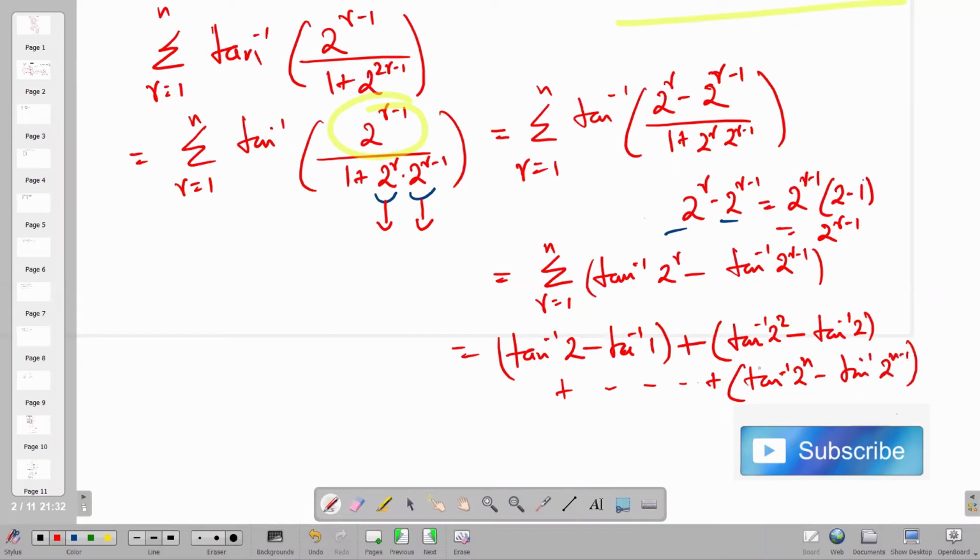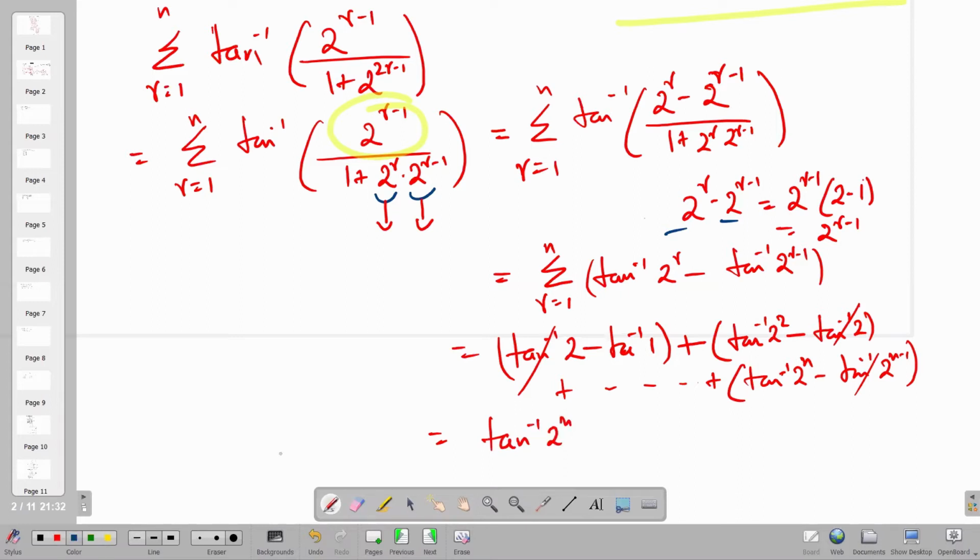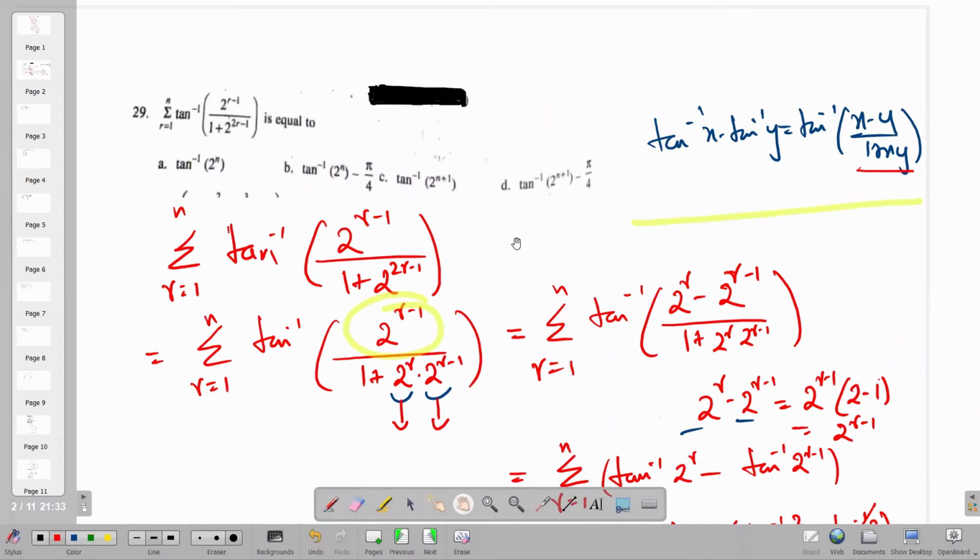And here all the terms get cancelled out with each other, and we are left with only the first and last term. So here we are left with only tan inverse of 2 to the power n, this is the last term, and the first term is tan inverse of 1. And you know that tan inverse of 1 is equal to pi by 4. So this is tan inverse of 2 to the power n minus pi by 4. So my desired option is B.